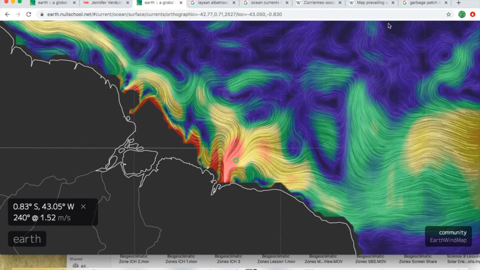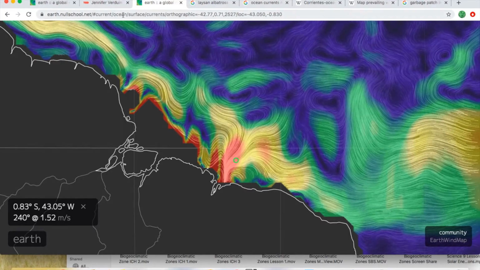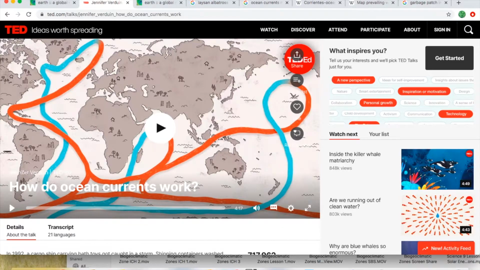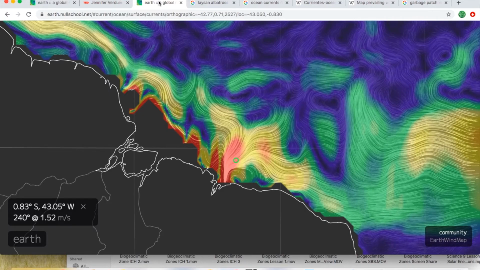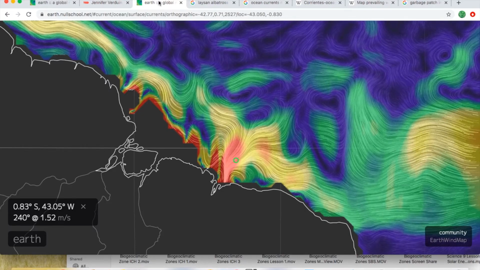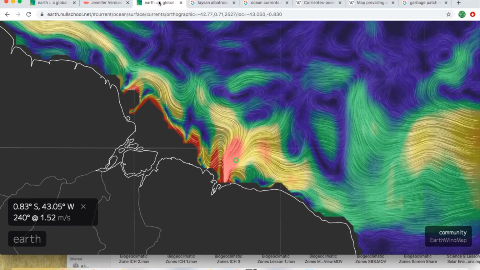I do also want to talk to you a little bit about deep ocean currents. They are very well explained in this video, the Jennifer Verduin video, How Do Ocean Currents Work. You should watch it. What we see right here, in fact, are these deep ocean currents. What they're called is thermohaline currents. If you look here at what's going on at the ocean surface, it's clearly fast. They mean to communicate here that these currents are moving not as quickly as a river, but moving quite quickly in response to wind.